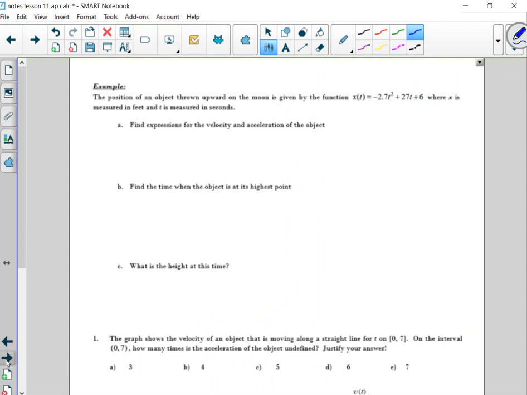Okay, next we have the moon problem, which is a gravity problem based on the force of gravity on the moon being a little different than Earth. So velocity function in this case and acceleration function, you're just writing the derivatives. You can pause at this point and check those before I write them. Okay, so negative 5.4t plus 27 would be my velocity, and acceleration would be negative 5.4.